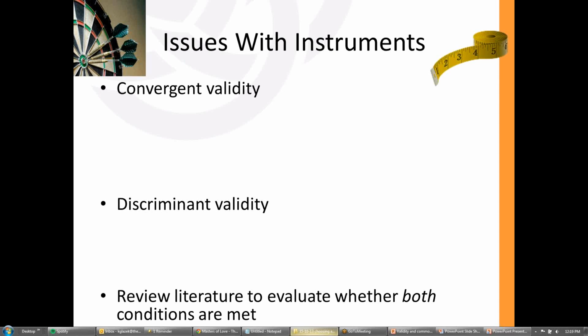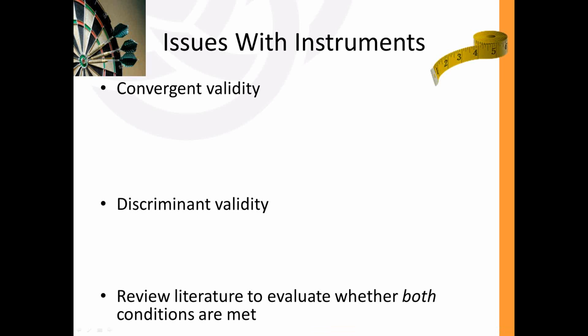Alrighty. So the instruments that you choose are just as important as the methods you use to administer the instruments. There are two main things to keep in mind when you're selecting instruments for your study. The first is convergent validity, the second is discriminant validity, and it's very important to take into account whether both conditions are met. And I'll give an illustration of why this third piece is important, but first let's look at them individually.